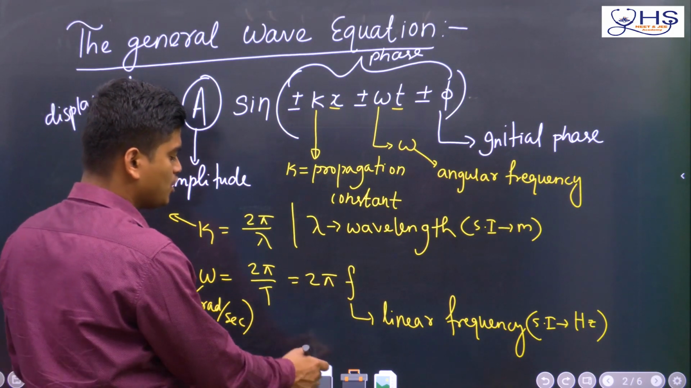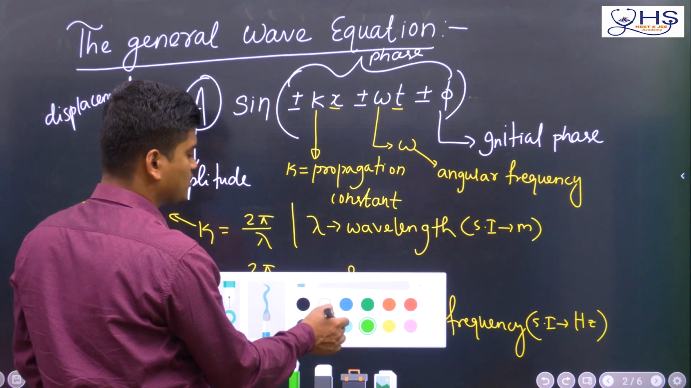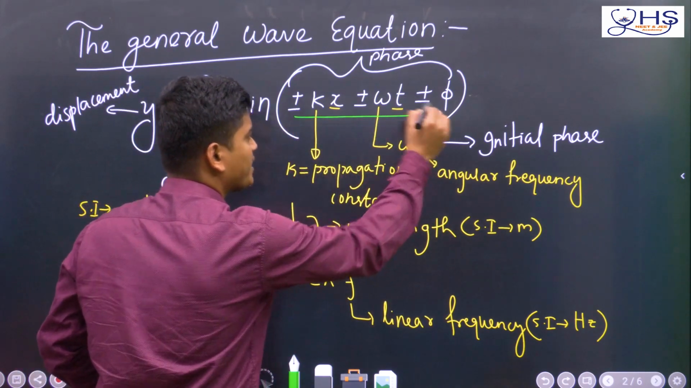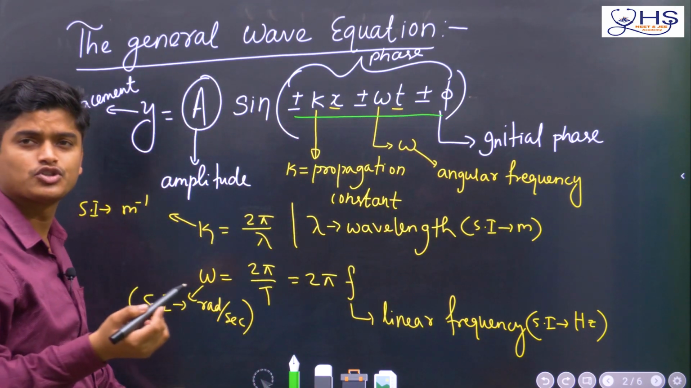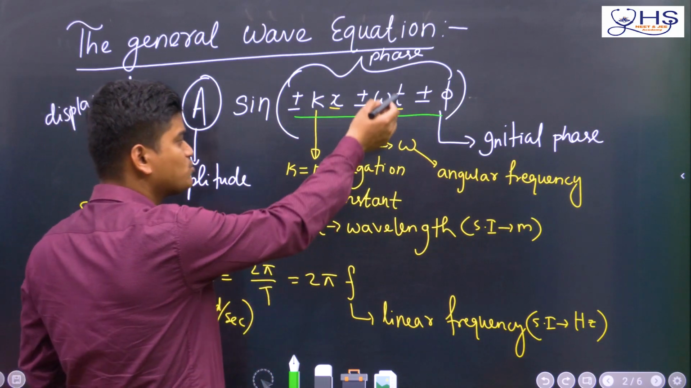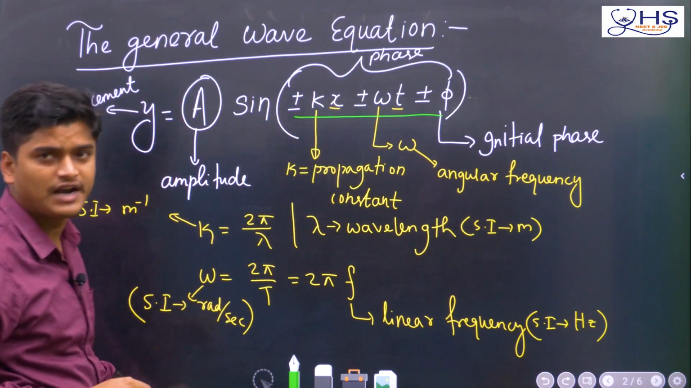And always remember, whenever you get this quantity, kx minus omega t or kx plus omega t plus phi, this will tell you in which direction the wave is traveling.